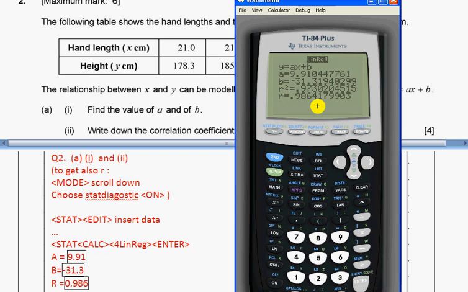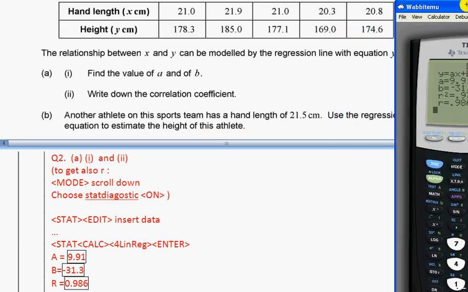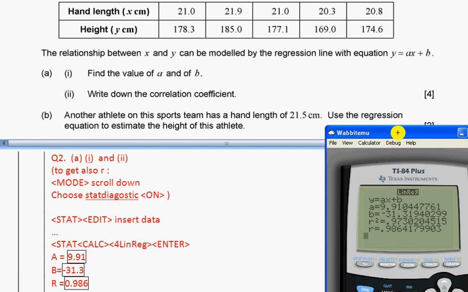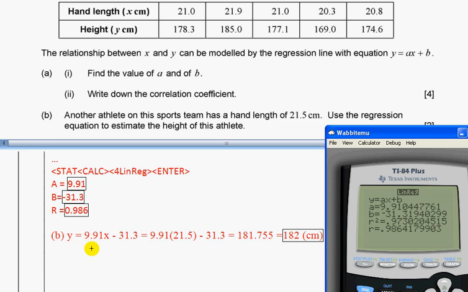So if we didn't change the mode at the beginning, we will not get r, so be attentive. Right, okay, so this we did. Now next, another athlete on this sport team has a hand length of 21.5. Use the regression equation to estimate the height of the athlete. So we write our regression with a and b. Instead of x, we put the hand length 21.5. We calculate and we give the answer to two significant figures. Question 2 done.